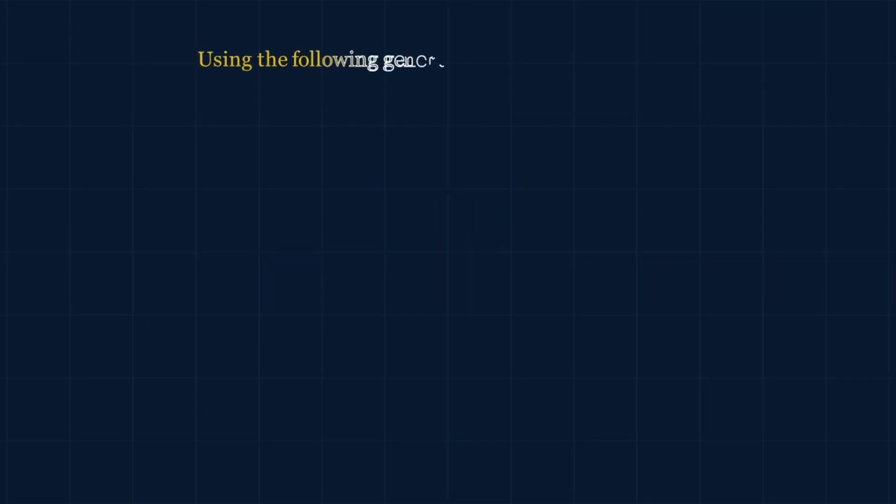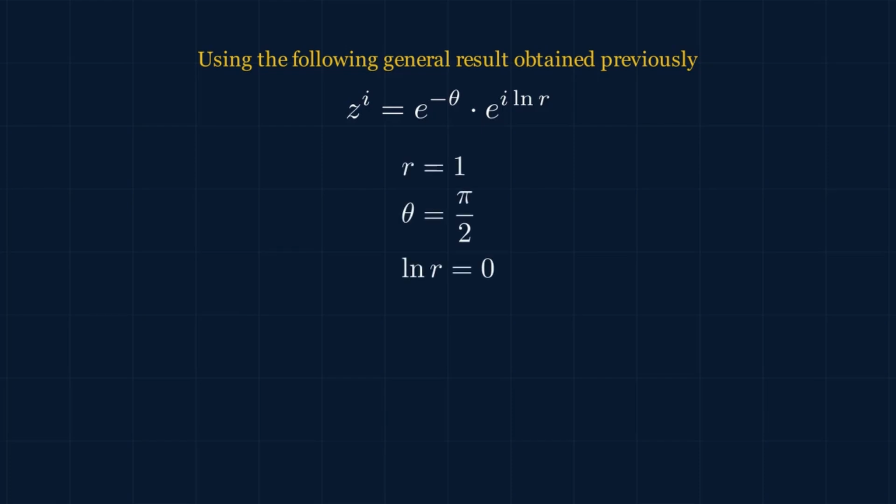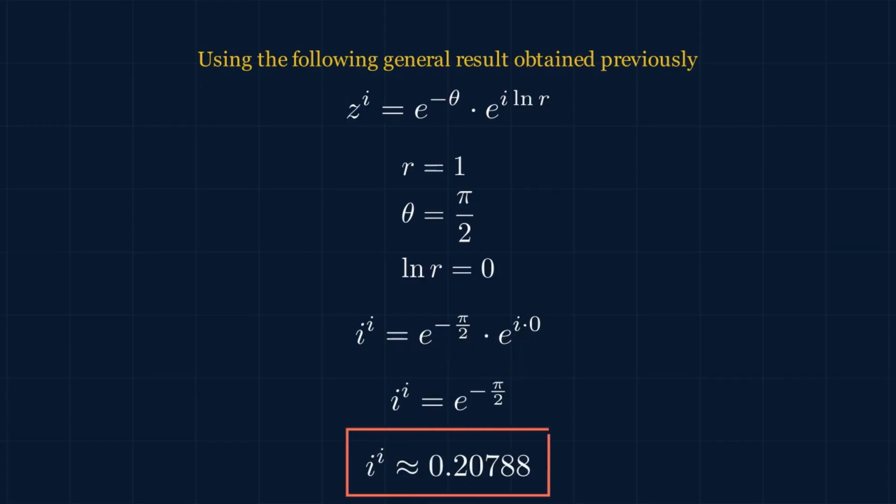Now, let's solve for iota raised to the power iota. Using the general result obtained previously, here z equals iota. The modulus of iota is 1 and the argument is equal to pi by 2. Plugging in the values, we get the result approximately equal to 0.20788, which is a real number.